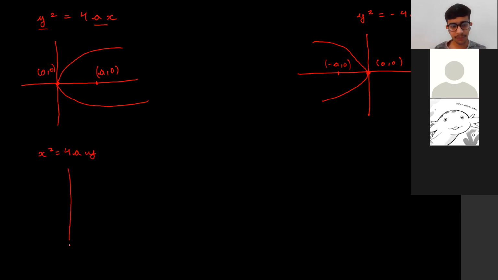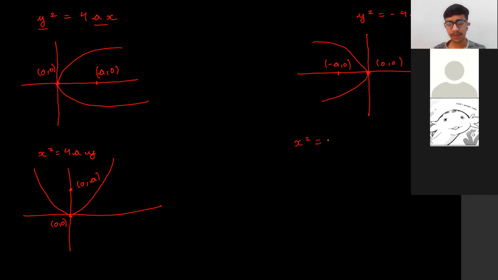So what happens with x square is equal to 4ay? The curve is on the y-axis. So this is our curve, right? And this is 0 comma a, which is the focus of the parabola, and this is 0 comma 0, which is the vertex of the parabola.